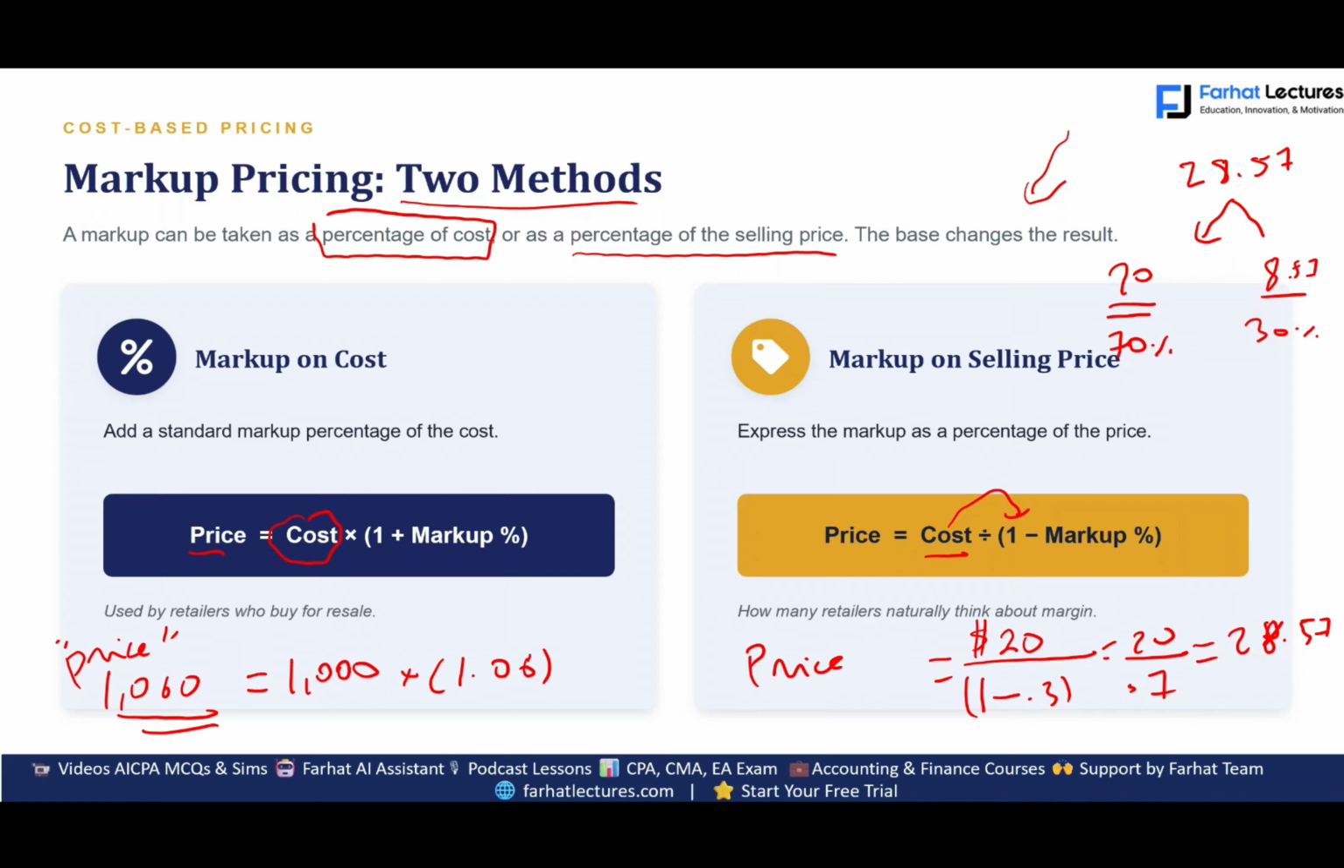So what we mean to say is we are making 30% on the selling price. So the price is part cost, part markup. And that's what you do. You will take the cost divided by 1 minus the markup to find the gross selling price. Then that selling price is broken down into two components.